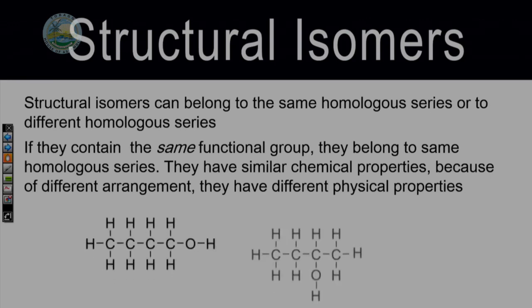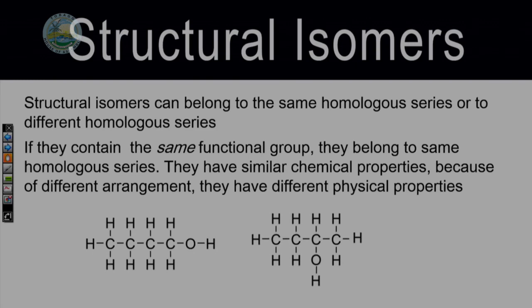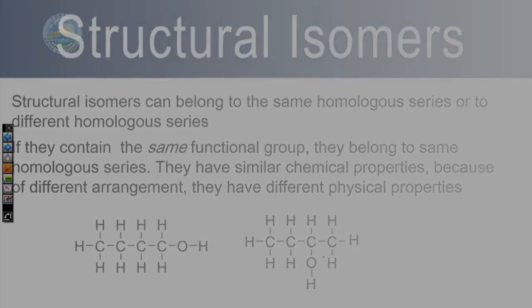I'm going to give an example here. We have two compounds, both belonging to the same homologous series, because they both have the same functional group, OH, but they are structurally different. They will have the same chemical properties because of the functional group, but they are going to behave differently. We're going to see more examples where they would definitely behave differently in terms of physical properties.